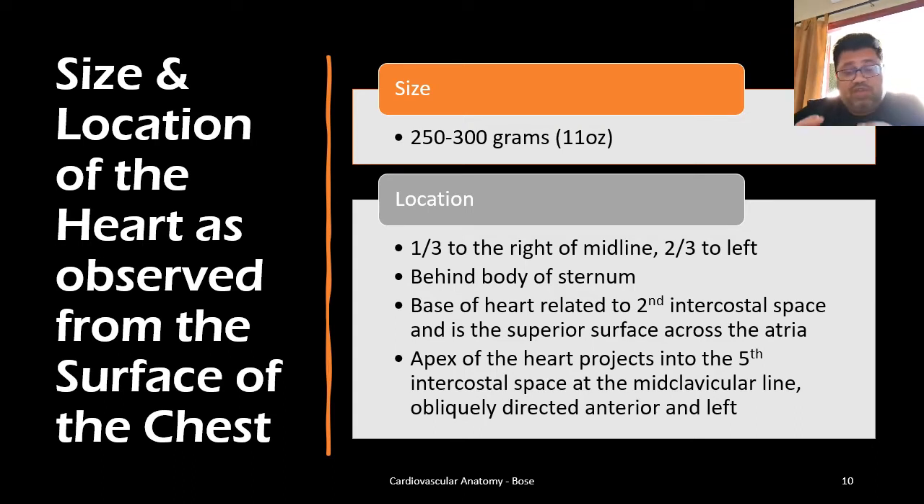The apex of the heart is pointed downwards and it projects left into the fifth intercostal space at the midclavicular line and is obliquely directed anteriorly and to the left. Therefore, the apex of the heart is tilted up towards the chest wall such that when it contracts, it hits the chest wall.